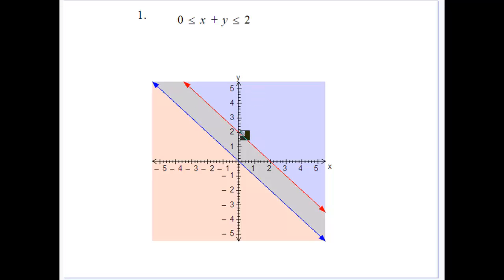So here's another one. Where's x plus y greater than or equal to 0? It would be the blue shading there, and x plus y less than or equal to 2 would be the orange shading. And the orange shading really is on from the red line there, and where it's grey is where they hold in between there. So that would be where the two of them hold simultaneously, that grey area there.